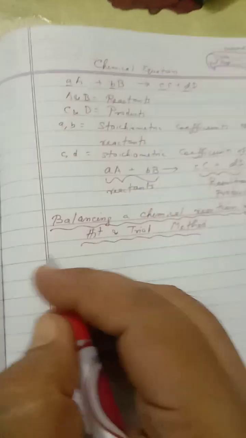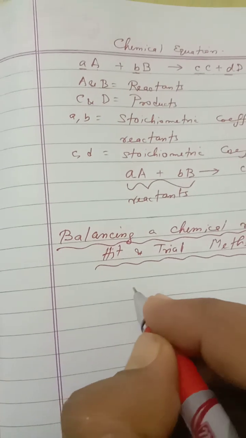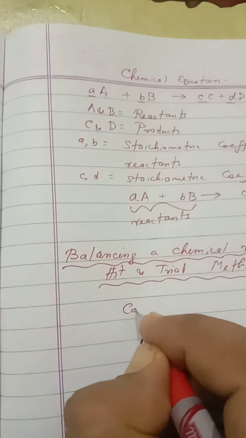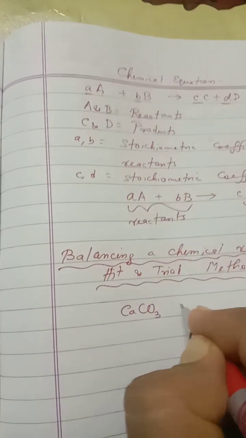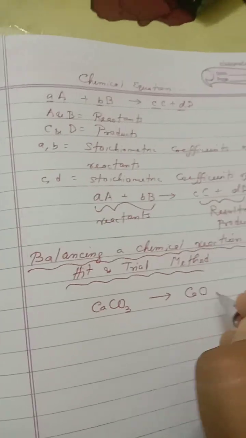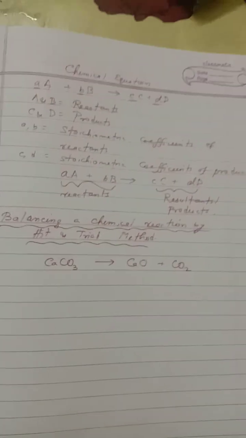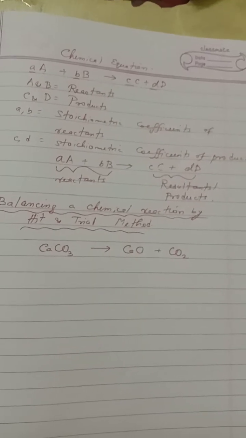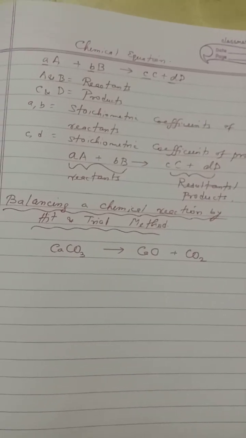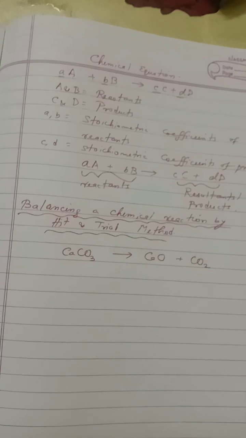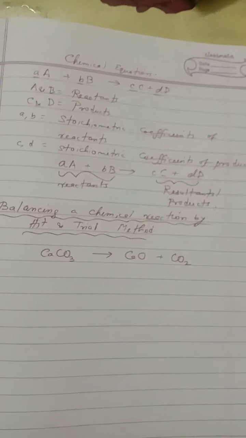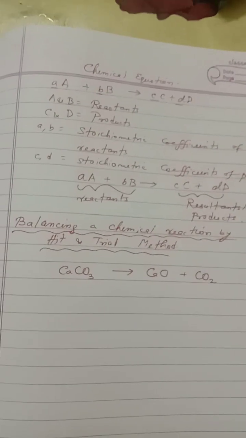Suppose you are given a chemical equation like this: CaCO3 gives you CaO plus CO2. This reaction is the unbalanced reaction or the skeletal reaction. This needs to be balanced.